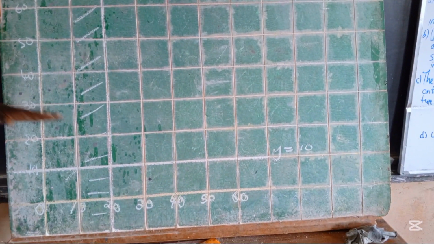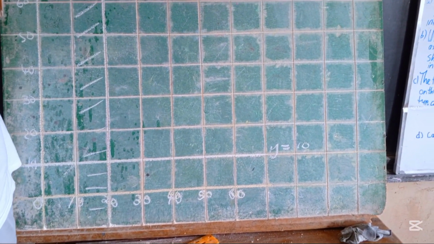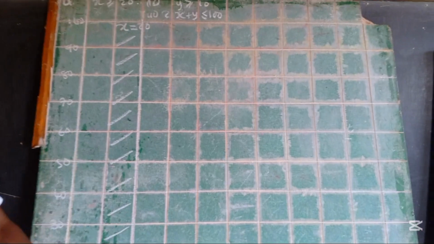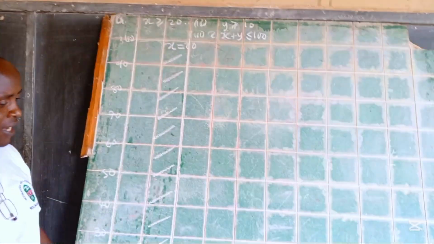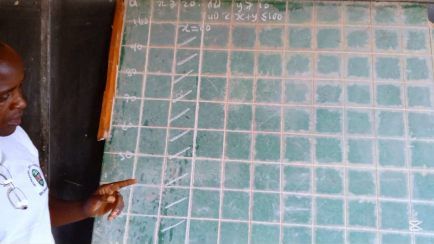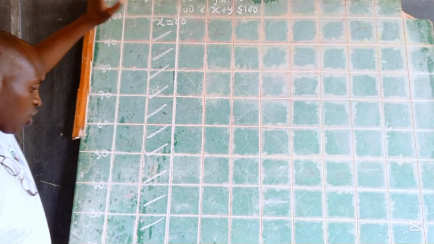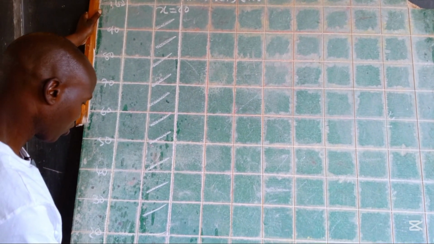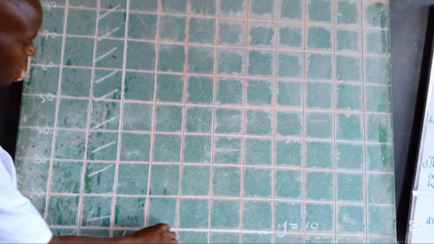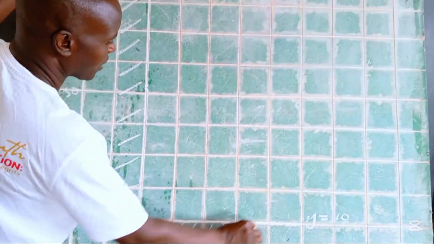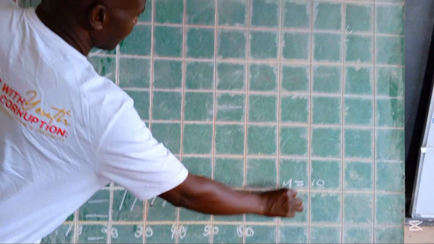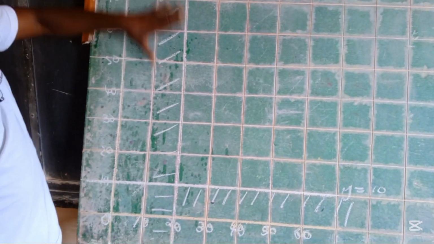So now where do I find it? When it is greater, you shade the less. Greater, down. Less, up. Here it is greater, so I should shade the down part. I've shaded the down part. So now I've shaded these two inequalities.